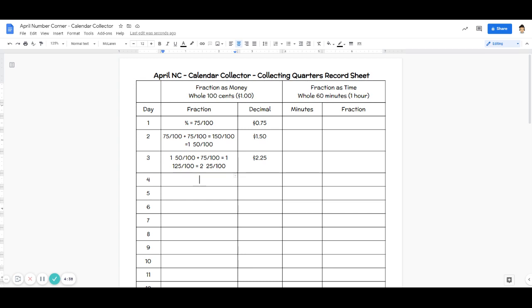Great job. Let's look at day 4. We are taking our $2.25, or 2 and 25 hundredths, and adding 75 hundredths to that. Okay, so recall that whole number, that 2, is going to stay by itself for right now. And we're going to add 25 plus 75. So 1/4 plus 3/4 gives you 4/4.